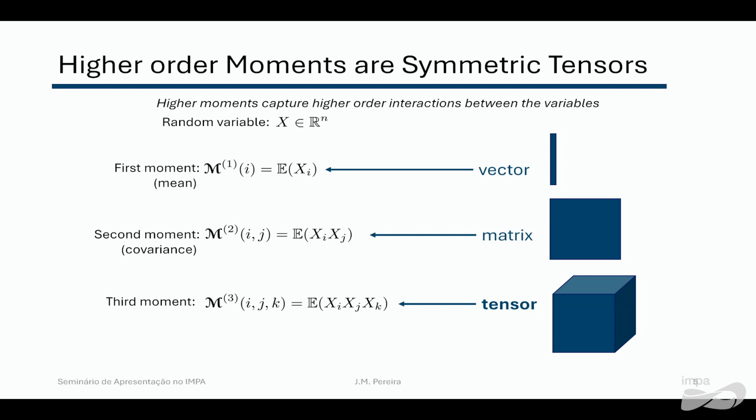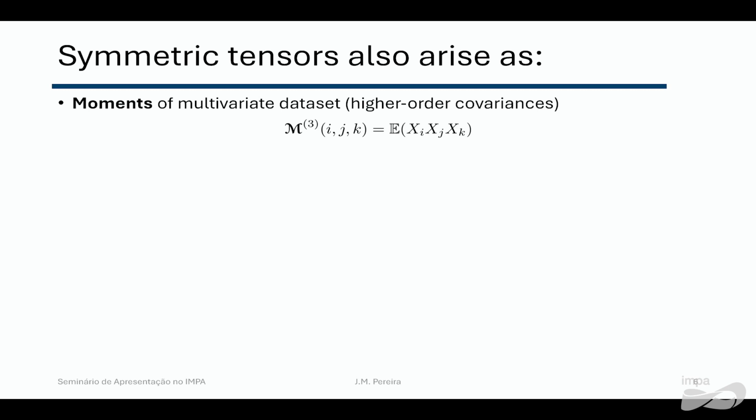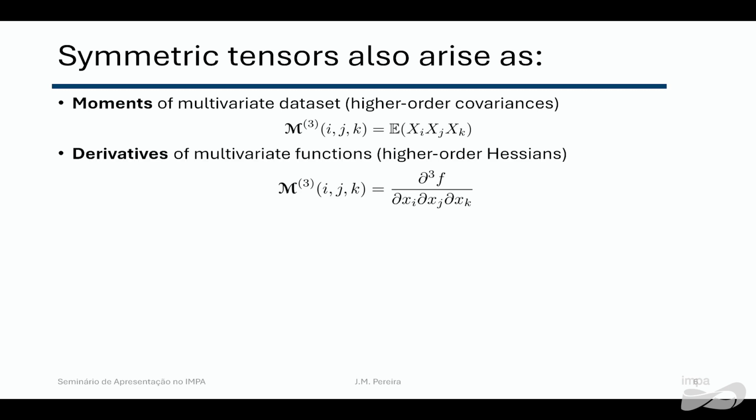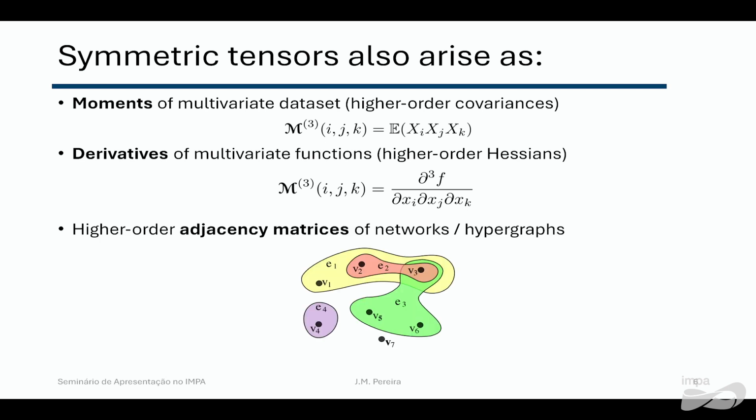So that's one place where symmetric tensors appear in applications, in data. There are more cases. The moments I already talked about. They also arise as derivatives of multivariate functions. The first derivative of a multivariate function is the gradient, so it's a vector. The second derivative is the Hessian, which is a matrix, a symmetric matrix most of the time, if the derivatives are continuous and everything behaves nicely. And then the third order derivative, assuming the same thing, is also going to be a symmetric tensor. Another application is higher order adjacency matrices.